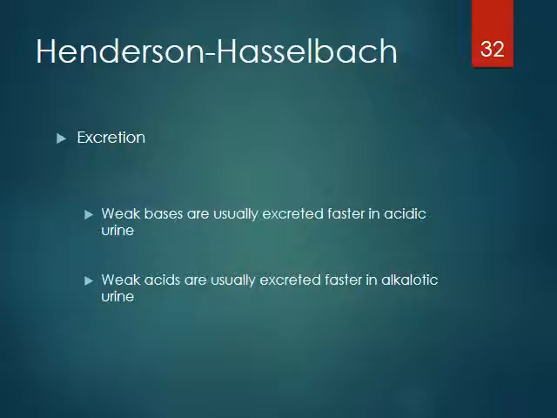So when you have a weak base in an acidic urine, you're going to have a higher proportion of it in that charged, protonated state. On the flip side, in an alkalotic urine, weak acids will typically be in a more charged, unprotonated state, and thus in both situations you'll have faster excretion of the drug molecule.